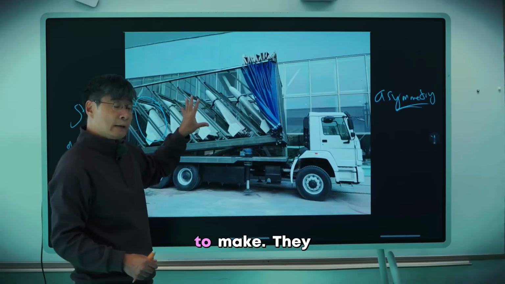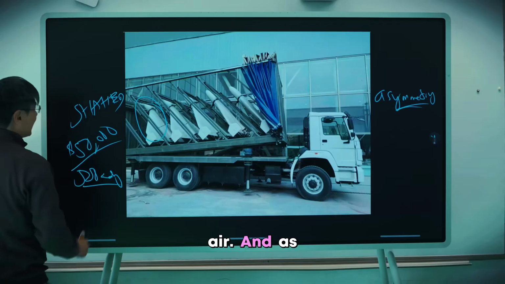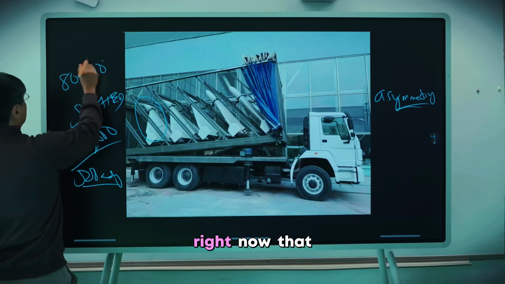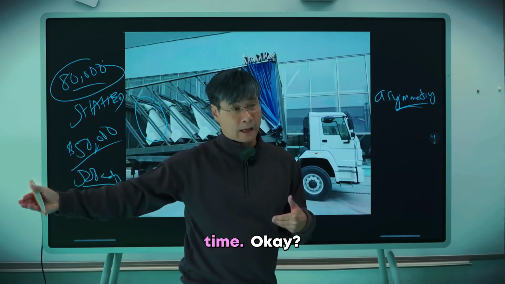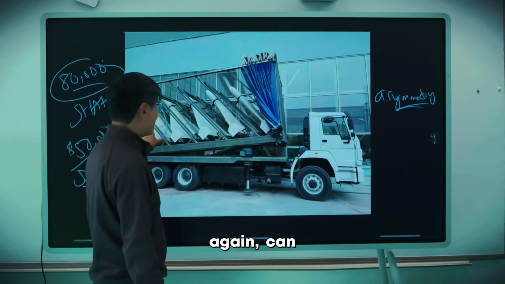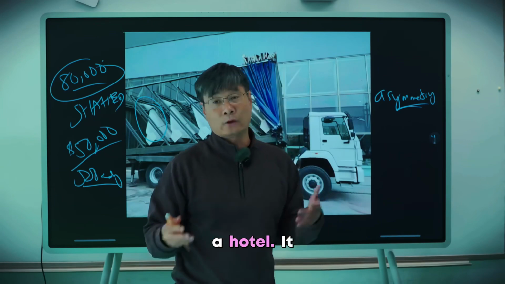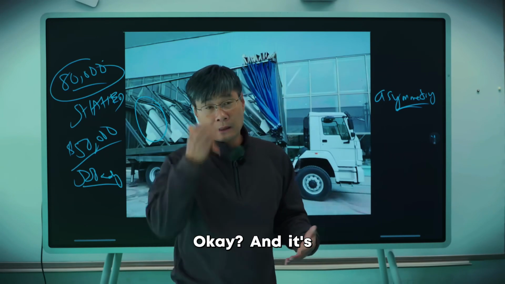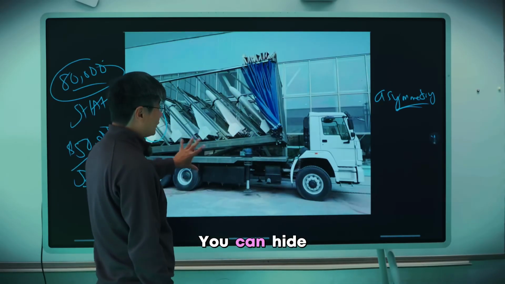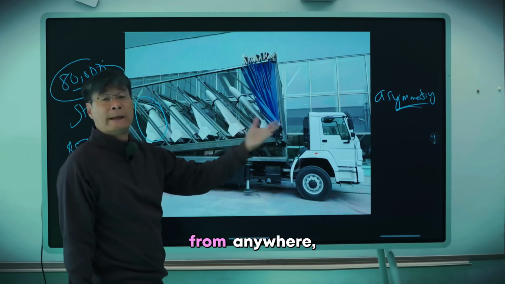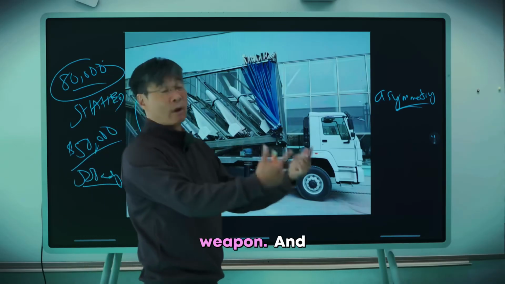They're easy to make. They make about 500 a day. And estimates are there are 80,000 right now that the Iranians have. So they can go on for a long, long time. And one of these drones can knock out a desalination plant. It can knock out an oil field. It can knock out a hotel. It can do a lot of damage. And it's easily transportable. You can hide it anywhere. You can use it from anywhere, okay? And that's what the Iranians are using as an offensive weapon.